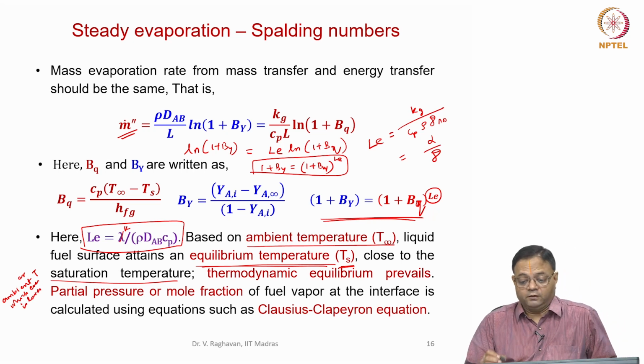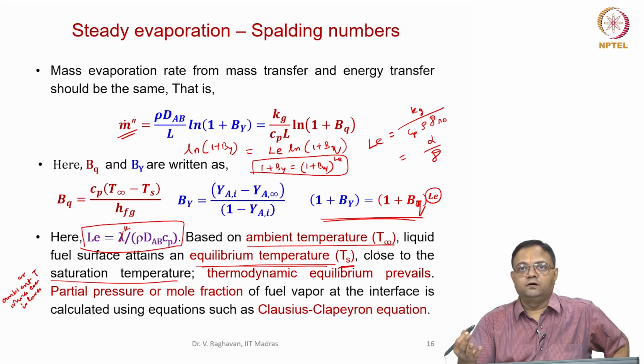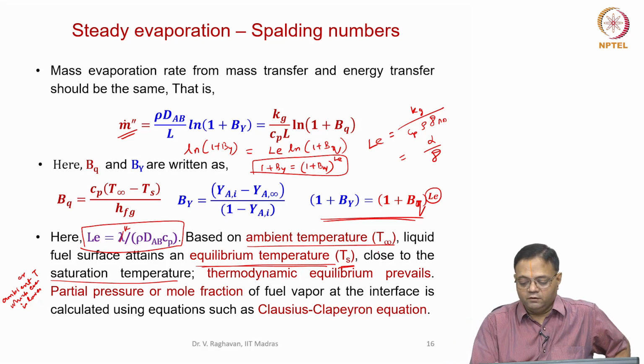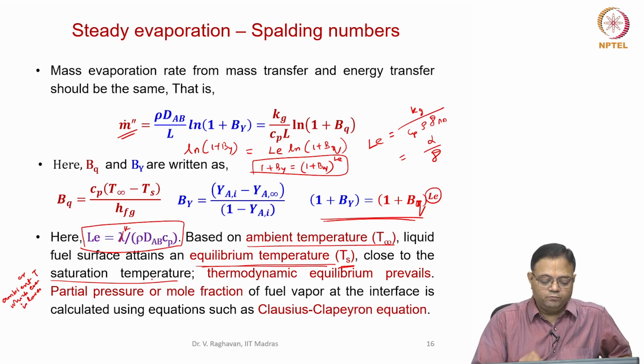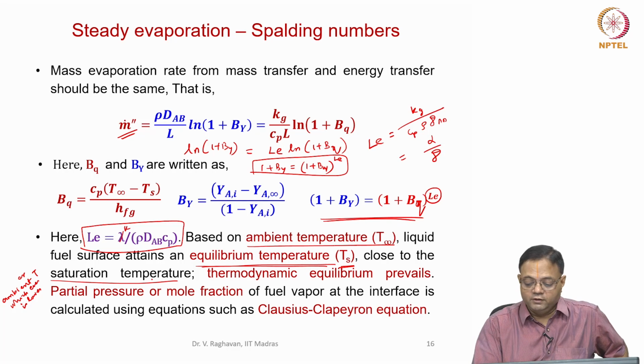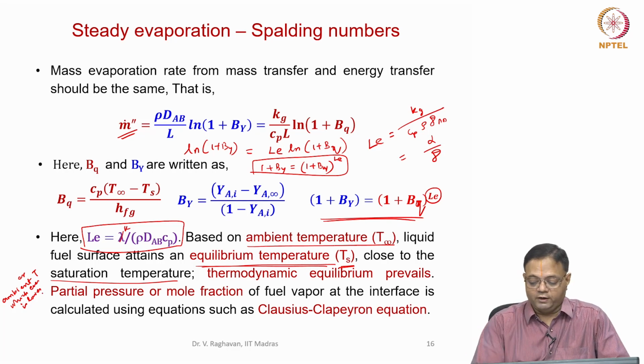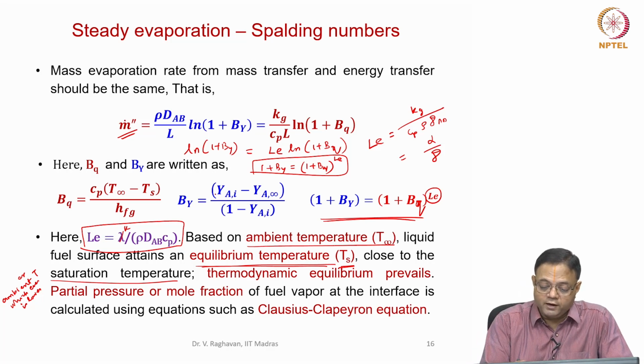That means if T infinity is more than the boiling point, then Ts will reach the boiling point temperature. If T infinity is less than the boiling point, then Ts will approach T infinity, not the boiling point. That is, you have to understand this. So, now how to find YAI?